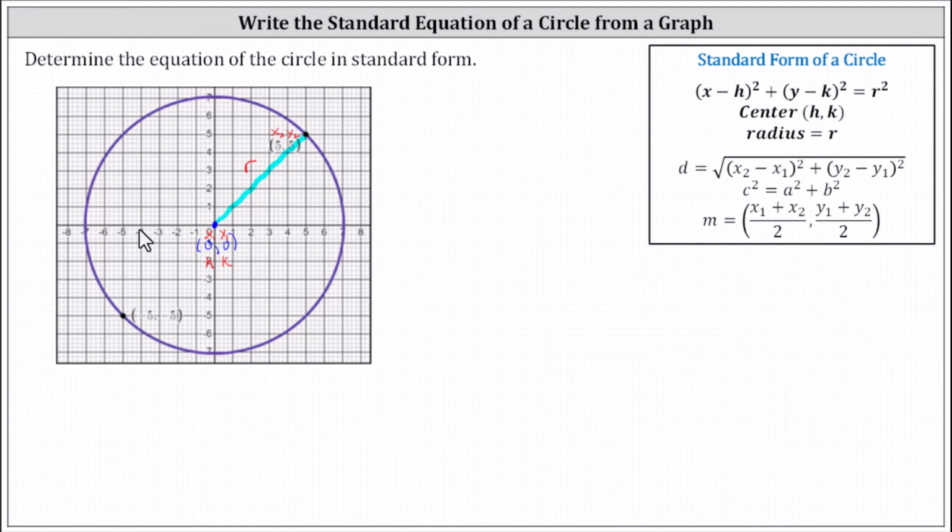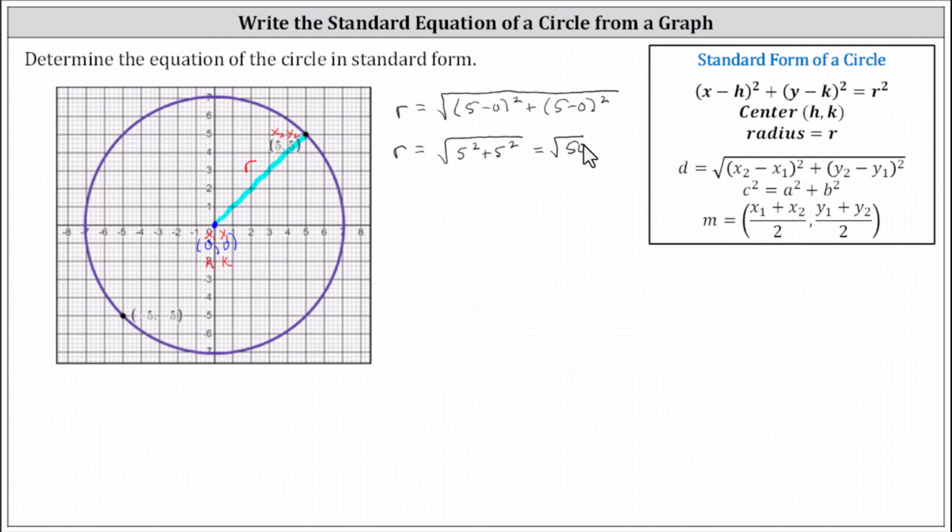So using the distance formula, we have the radius r equals the square root of (x2 − x1)², which is (5 − 0)², plus (y2 − y1)², which is also (5 − 0)². Simplifying, we have r equals the square root of 5² plus 5². 5² equals 25. 25 plus 25 is equal to 50. r equals the square root of 50.